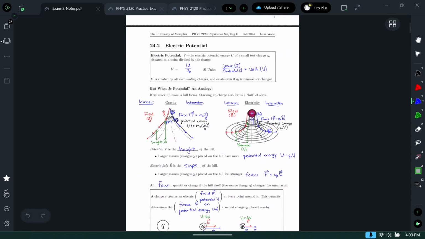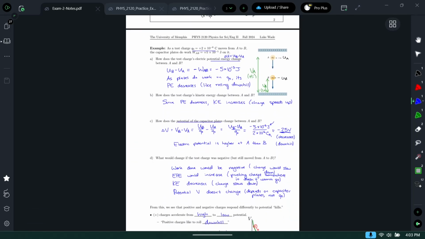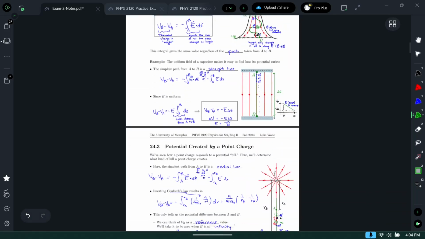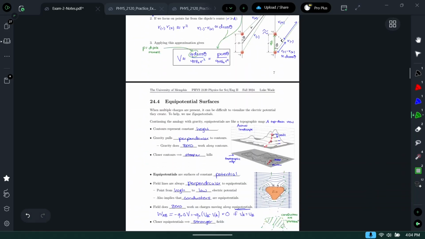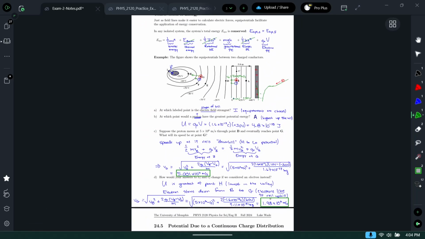So that's the definition. But as far as calculation, it is good to know how work relates to electric potential. So that would be these two parts. And then how you would use that to apply conservation of energy, which probably a more direct example of that is not until a good bit later. So on this page, all of these questions are really good to take a look at.